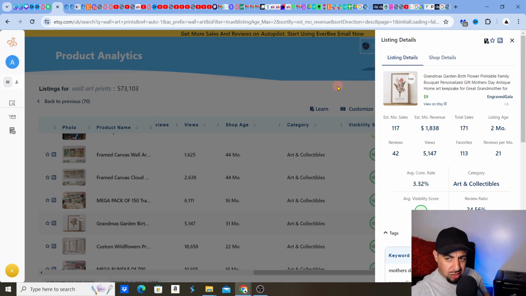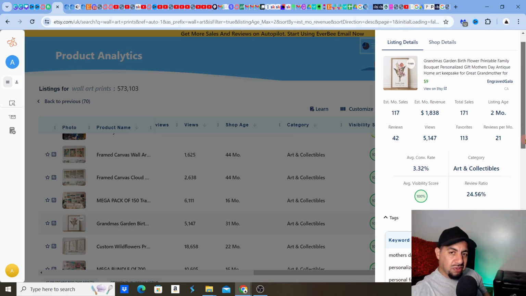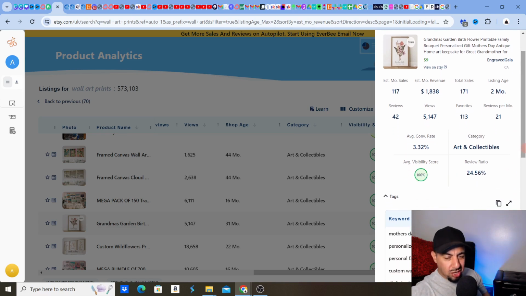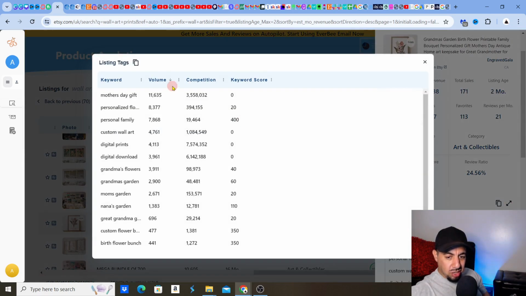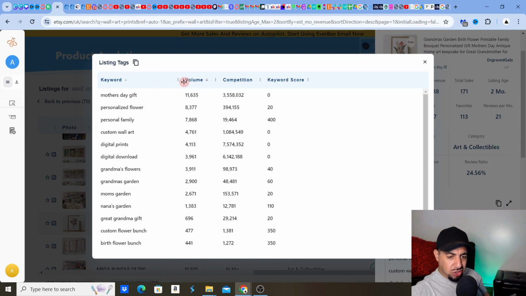Now, what we do is we start looking at the keywords now, because you have to imagine that, let's say you want to create this. You want to start looking at the keywords also that are being used to make sure that they are unsaturated. So the next step would be to look at the keywords that they're using, and for EverBee to tell you what the competition is like, what the volume is like. So I want to click on the tags, because these are the tags that this seller's using, which are the keywords, right?